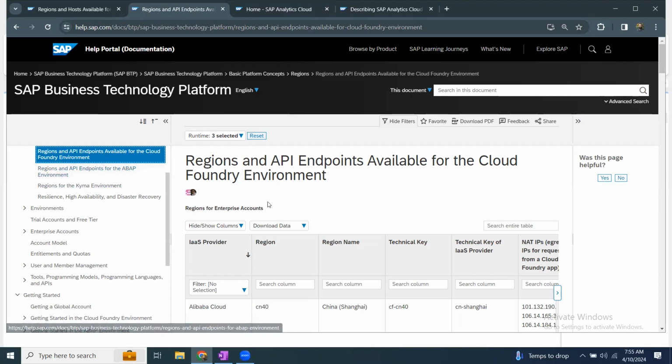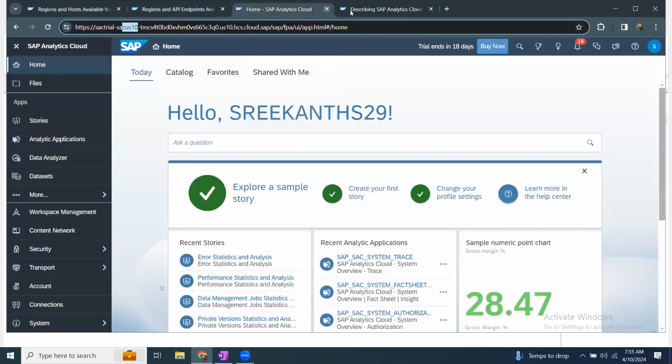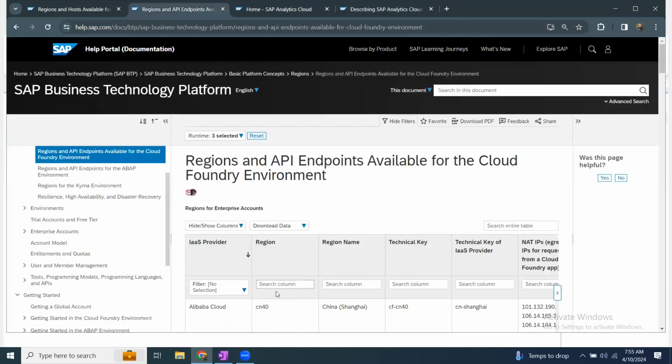So I'm going to find my region here. In my trial instance, I see US10, so I'm going to find what US10 is here. I'm going to just search for US10. You can see that for US10 the infrastructure provider is AWS, Amazon, and it is US East, which is Virginia, North. So this is how I can understand what region my tenant belongs to, and also the data center location as well.